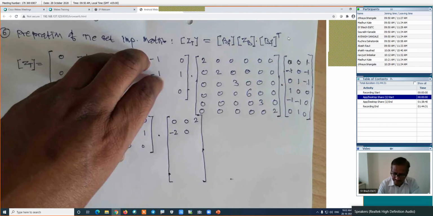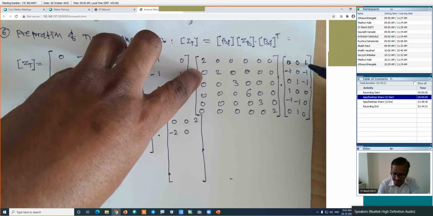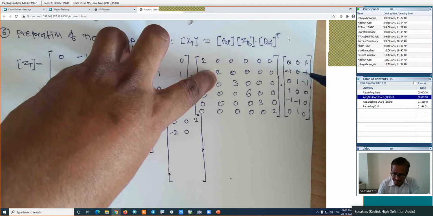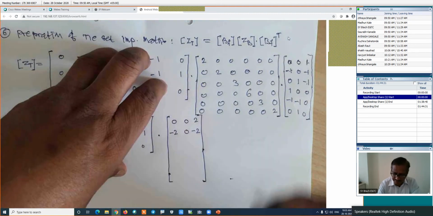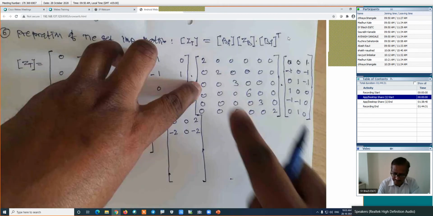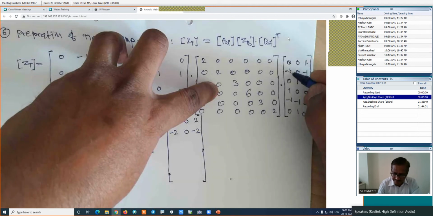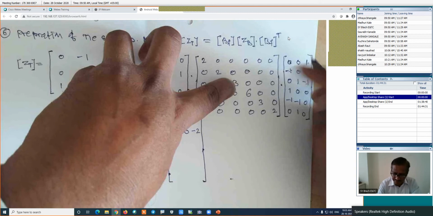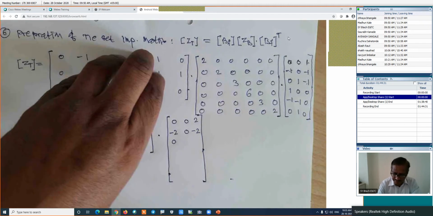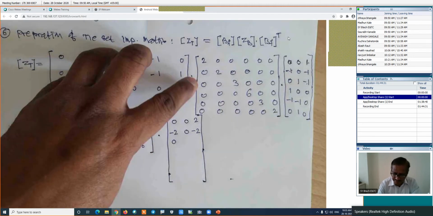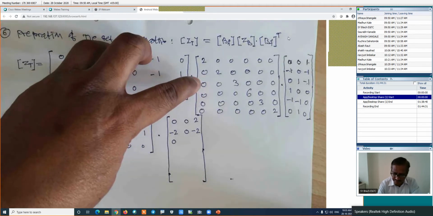Are you getting me? Multiplication of this row and the last column: 0 into 1 is 0, then 2 into -1 is -2, and all remaining elements are 0. Means it is -2. Are you getting me? Then this row and first column: 0 into 0 is 0, 0 into -1 is 0, then 3 into 0 is 0, and all the remaining elements are 0. And 0 into anything will be 0. This entry will be 0. Is it right? The next entry will be something like this. Are you getting me?